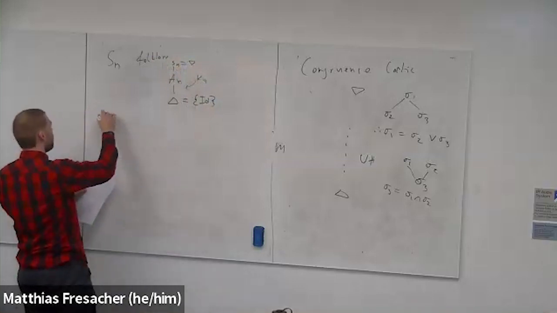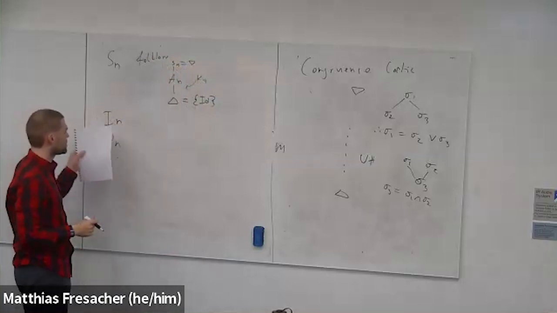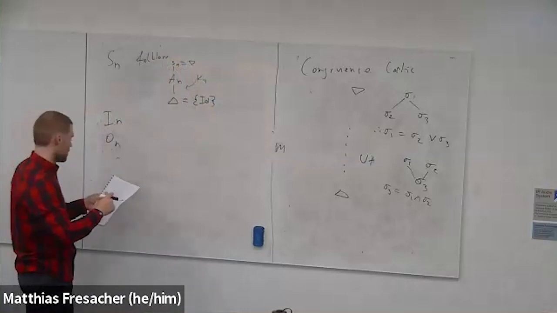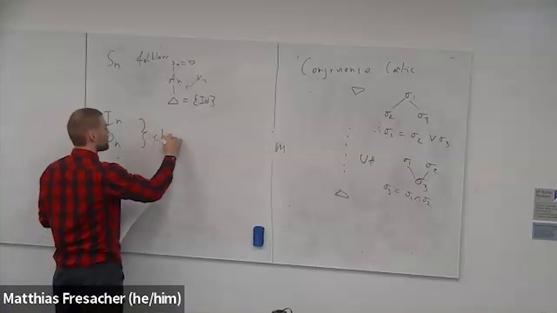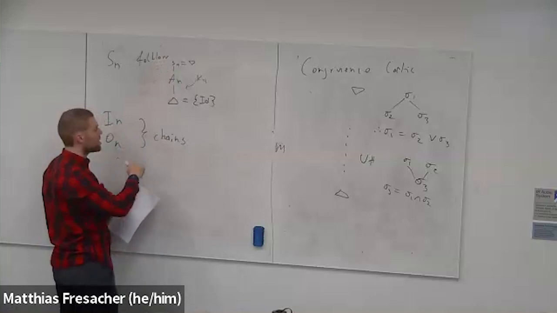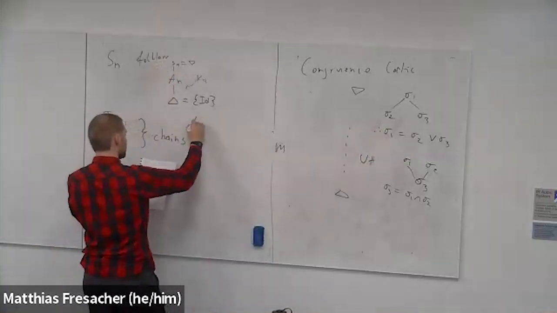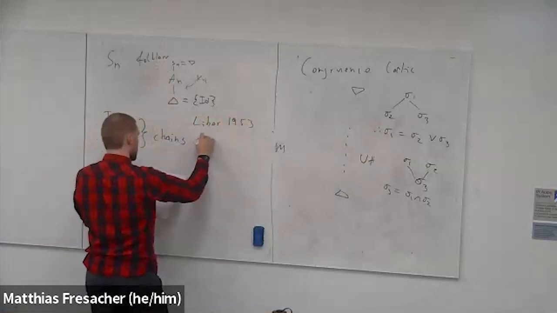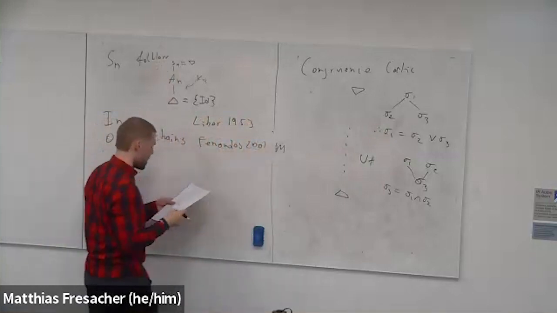In fact, for IN and for ON, the symmetric inverse and order preserving inverses, they're also just chains. So just simply one single chain, no branching off or coming back together like this. So this is from Liber in 1953. And this is Fernandes from 2001.